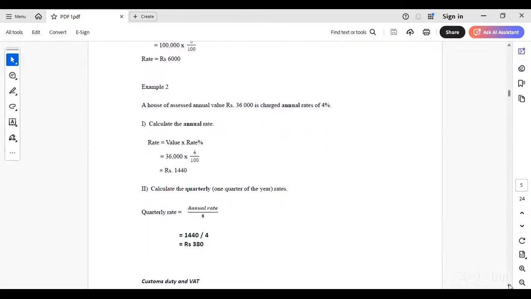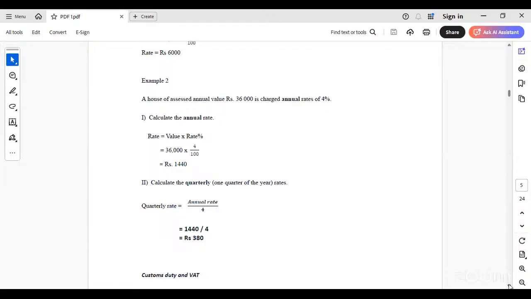Second example. The second example says a house of assessed annual value 36,000 is charged rates of 4%. Part one says, calculate the annual rate. Rate equals the value times the rate percentage, and you can calculate that as well. The value here is 36,000 and the rate percentage is 4%. So the rate that he has to pay is 1,440. You can just apply the equation and get the answer. These are kind of easy questions in rates. They give the equation and then some values, and you have to find the rate.